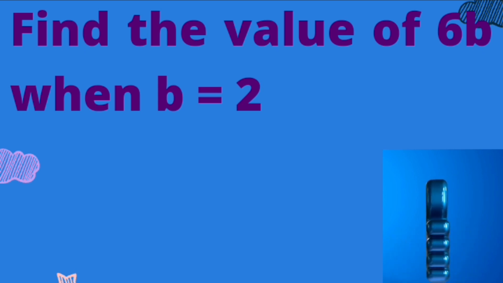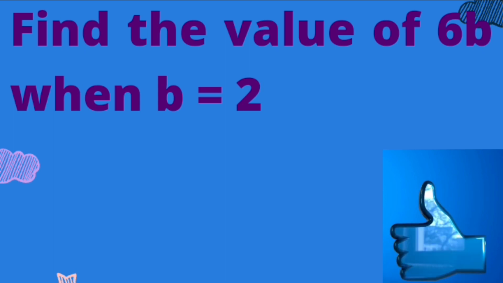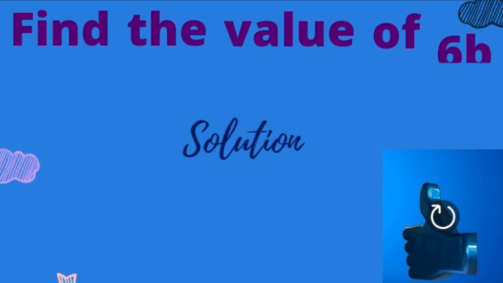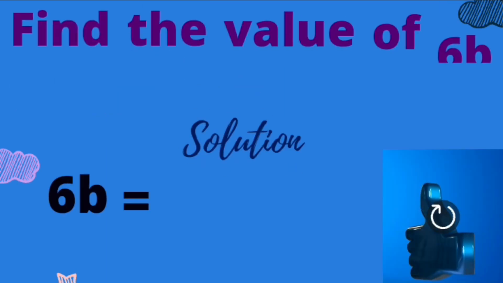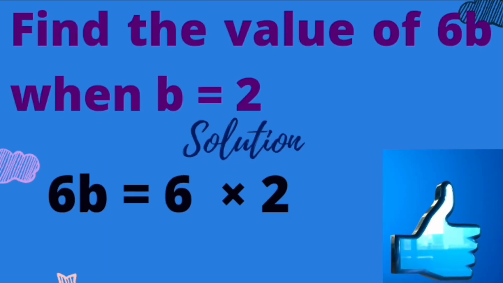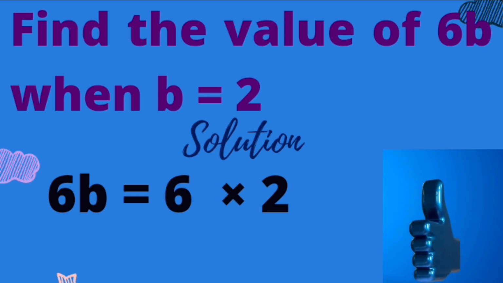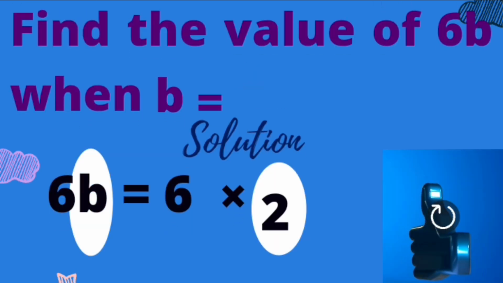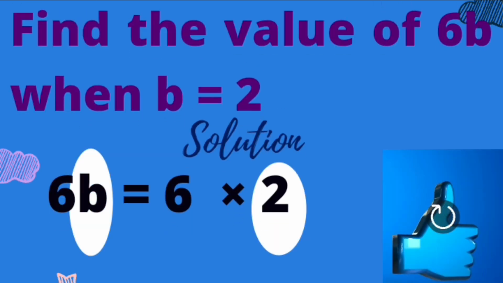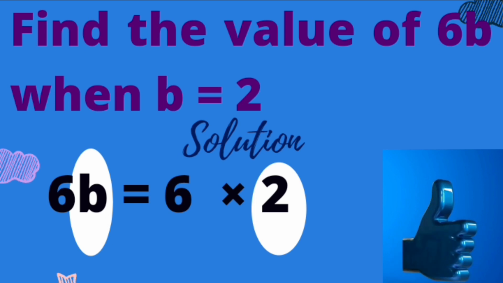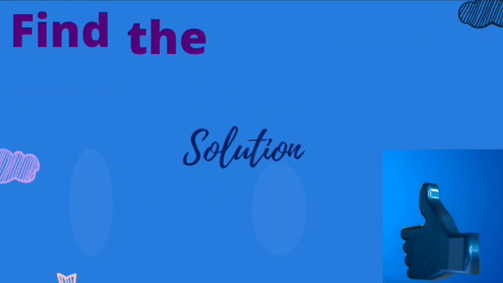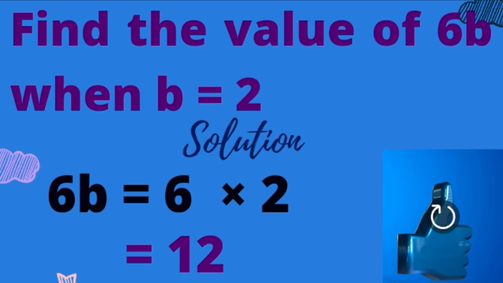This is simple. To find the value of 6b, all we have to do is replace b with the value that it has been assigned, and that is 2. So, 6b will be equal to 6 times 2. What can you observe? b was replaced with the value of 2, which was assigned to it from the question. 6 times 2 is equal to 12. This is the required solution.